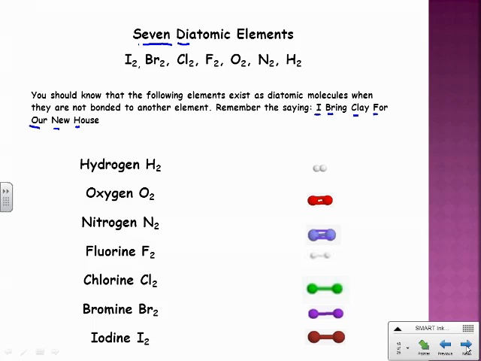Another way that I actually remember this is by remembering this word. This is Brinkelhoff. Okay, so if you remember this one word, Brinkelhoff, you have all 7 diatomic elements here: bromine, iodine, nitrogen, chlorine, hydrogen, oxygen, and fluorine.